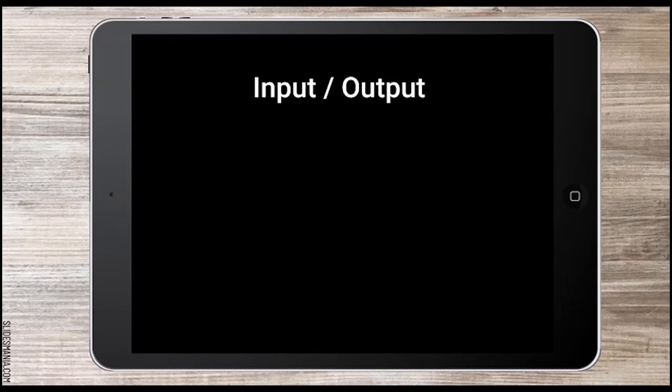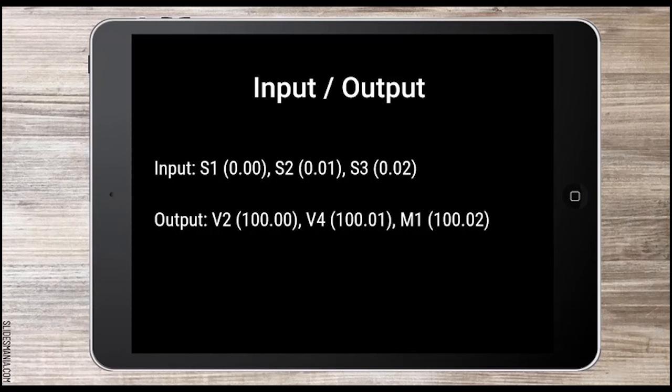The inputs and outputs for this application are: the input is switch 1, with operand 0.00, switch 2, 0.01, and switch 3, operand 0.02. For the outputs, valve 2 has operand 100.00, valve 4 is 100.01, and motor 1 is 100.02.